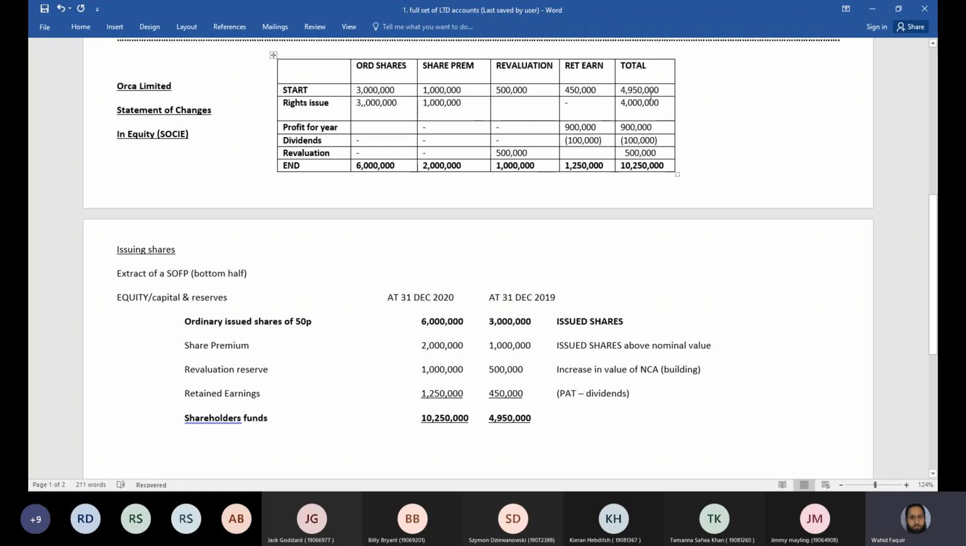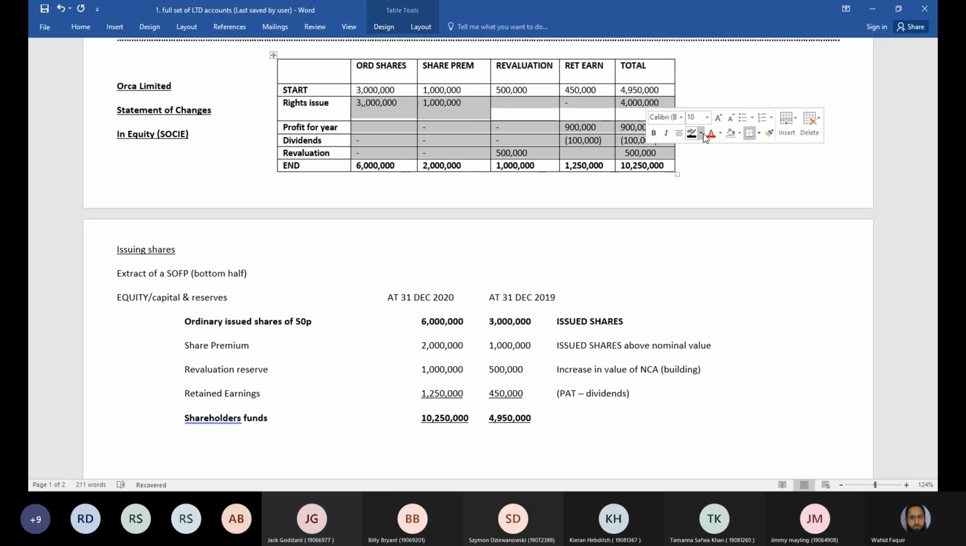Okay, so that first line represents these figures. That's your starting position for this year being 31st December 2020. You open with these balances, and then in the middle of the table, you record all the changes that have taken place with some detail. Detail meaning showing how the money was raised, where it came from rather, a rights issue, share premium. Then you record the profit for the year.